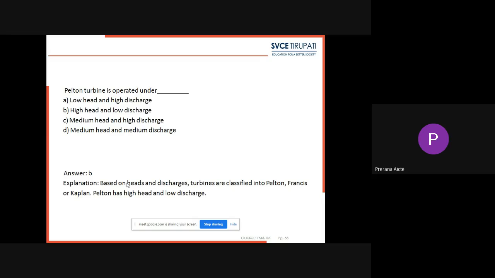Next one, the Pelton turbine is operated under high head and low discharge. So based on the heads and discharges, the turbines are classified into Pelton, Francis and Kaplan. Pelton has high head and low discharge. Francis has medium head and medium discharge. Kaplan has low head and high discharge.